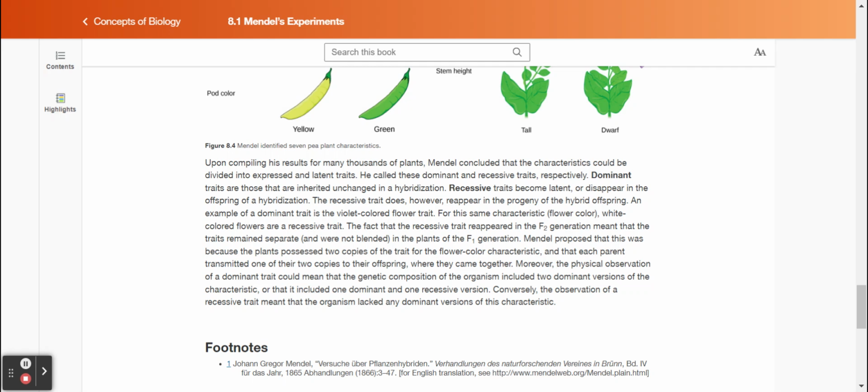Mendel proposed that this was because the plants possessed 2 copies of the trait for the flower color characteristic, and that each parent transmitted one of their 2 copies to the offspring, where they came together. Moreover, the physical observation of a dominant trait could mean that the genetic composition of the organism included 2 dominant versions of the characteristic, or that it included 1 dominant and 1 recessive version. Conversely, the observation of a recessive trait meant that the organism lacked any dominant versions of this characteristic.